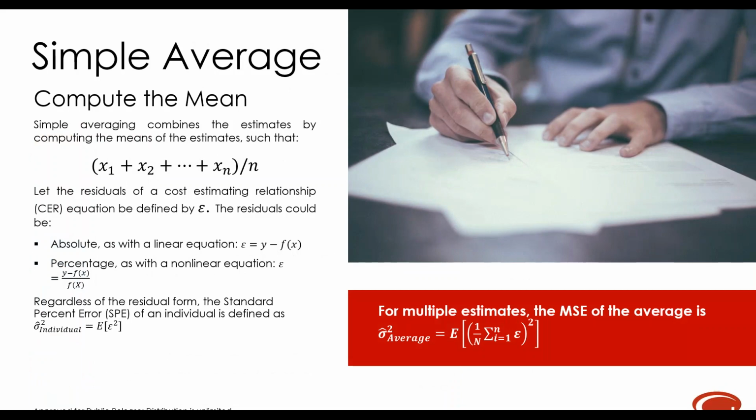Simple averages just take the mean. So that does improve the average, and it doesn't matter if it's a linear equation or a percent error regression type equation, where the error is an absolute value, which is just how far away it is, or a percentage, is it 10% off or 20% off. Basically, the mean squared error of the average is the expected value of the sums, the average of the error squared. Okay, next slide.